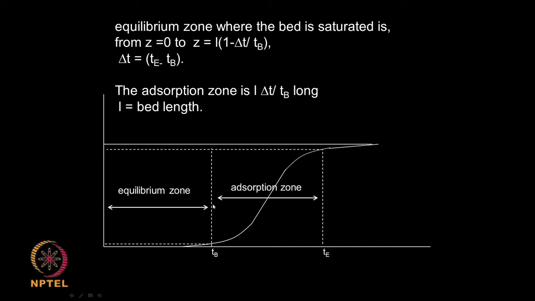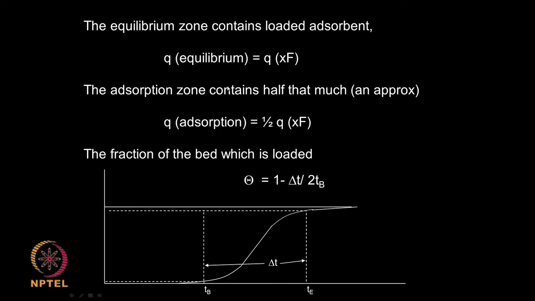This portion is called the equilibrium zone and this portion is called the adsorption zone, and there is a relationship which relates the equilibrium zone and the adsorption zone. Let us not bother about how they are derived, but this is how the relationship goes. The fraction of the bed which is loaded when there is a breakthrough is given by 1 minus delta t, that means, the exhaustion time minus breakthrough time divided by 2 times breakthrough time.